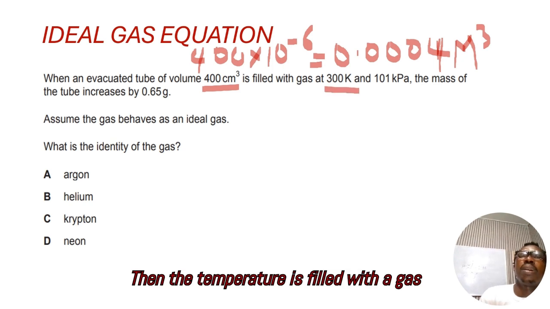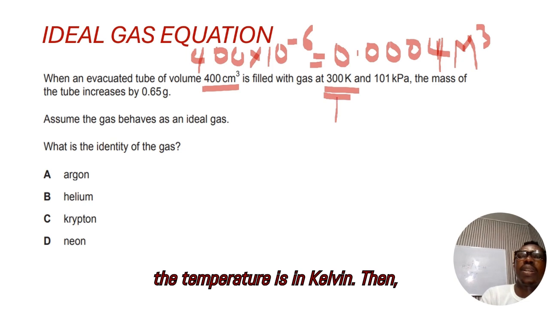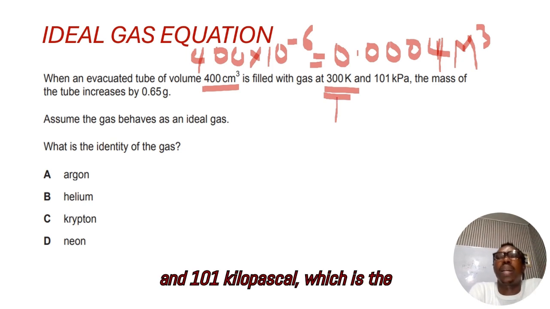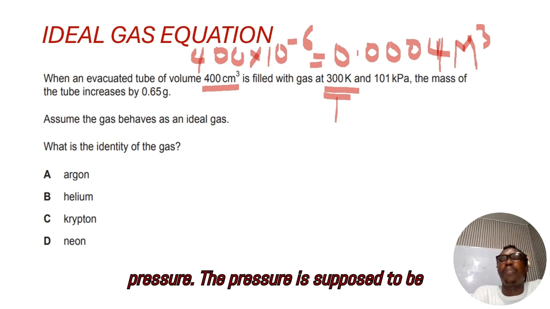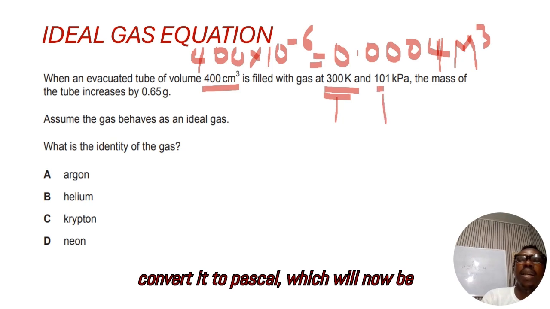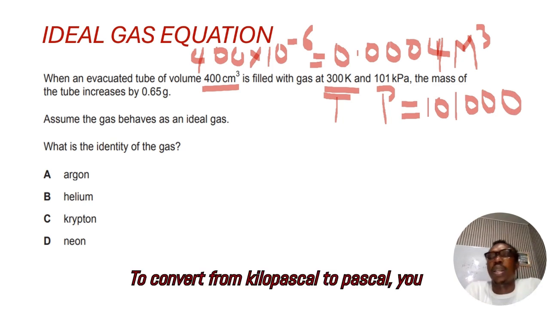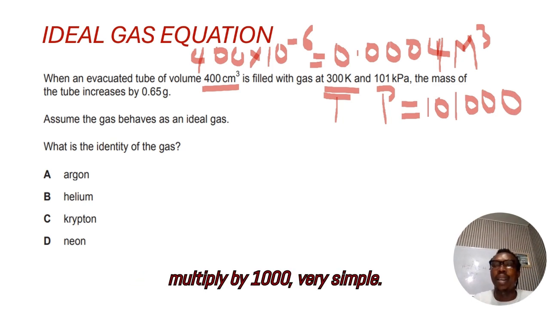Then the tube is filled with a gas at a temperature of 300 Kelvin, which is T. The temperature is in Kelvin. Then 101 kilopascal, which is the pressure. The pressure is supposed to be in Pascal, but it's in kilopascal, so we'll convert it to Pascal, which will now be equal to 101,000. To convert from kilopascal to Pascal, you multiply by 1,000.